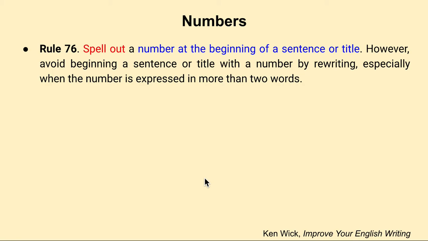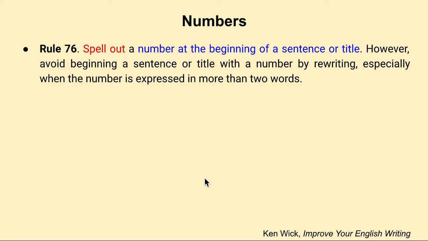So on to Rule 76, which is about spelling out words at the numbers at the beginning of a sentence. The rule says basically you spell out a number at the beginning of a sentence or title. However, avoid beginning a sentence or title with a number by rewriting, especially when the number is expressed in more than 2 words. So I couldn't find in any reference where it says you could actually write out the numeral. If you needed 5 words to express the number, that's what you do.